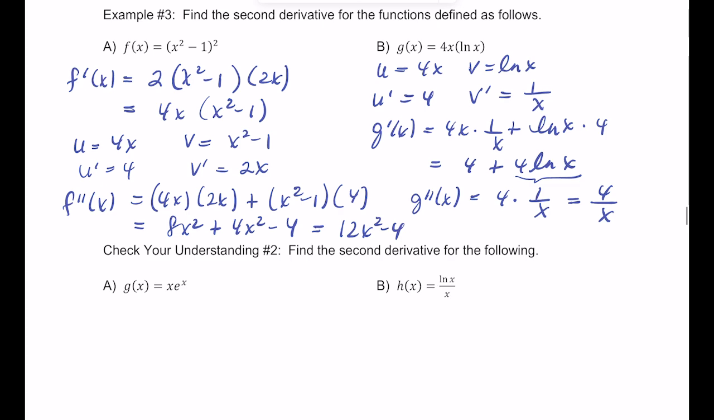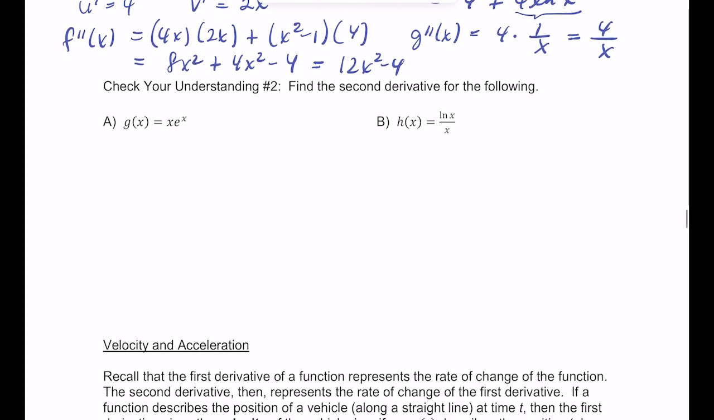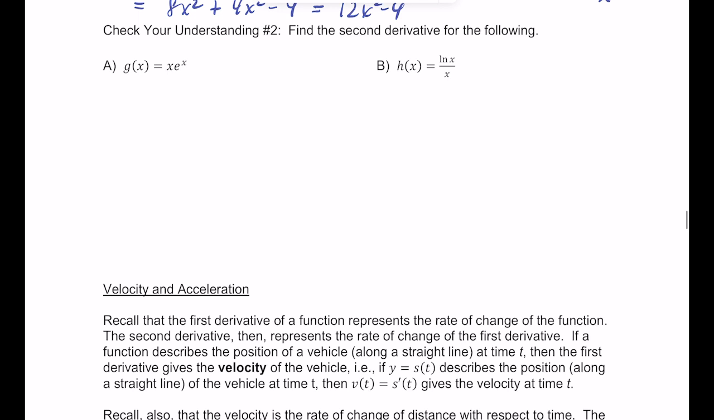Okay, you can pause the video and try Check Your Understanding number 2. And then you can unpause when you're ready to move on. We're going to talk about velocity and acceleration.